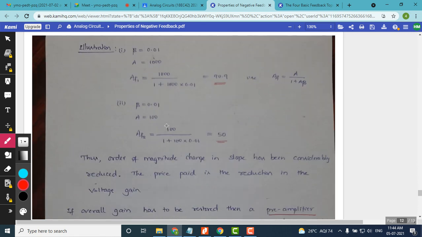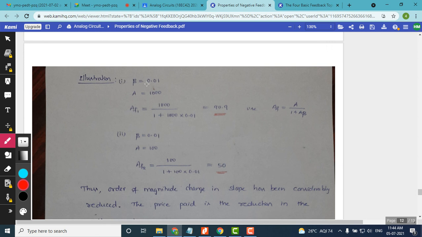And here we have a problem which illustrates that concept. β is 0.01, A is 1000, and you can calculate the AF value by using A divided by 1 plus A into β. A is 1000, β is 0.01. This value gives us 90.9. Use this equation to arrive at AF1.